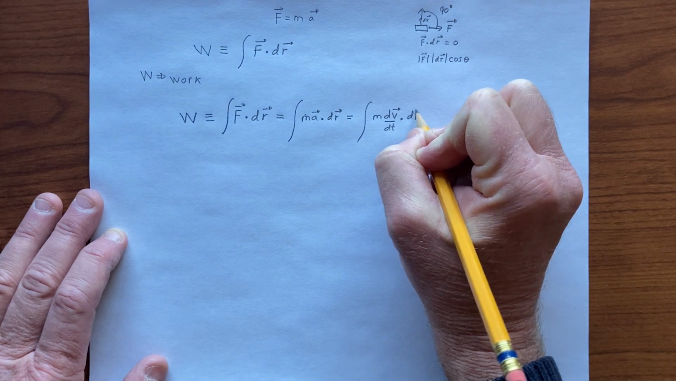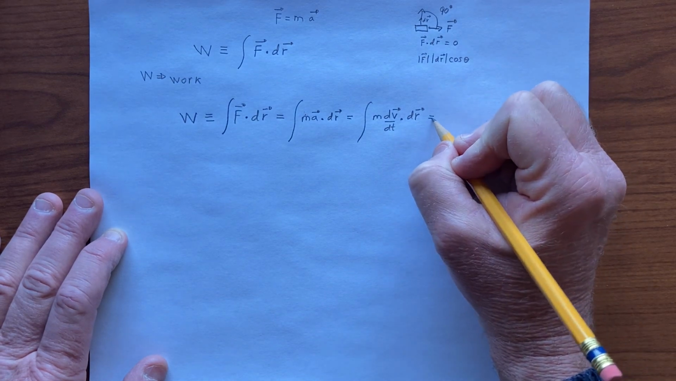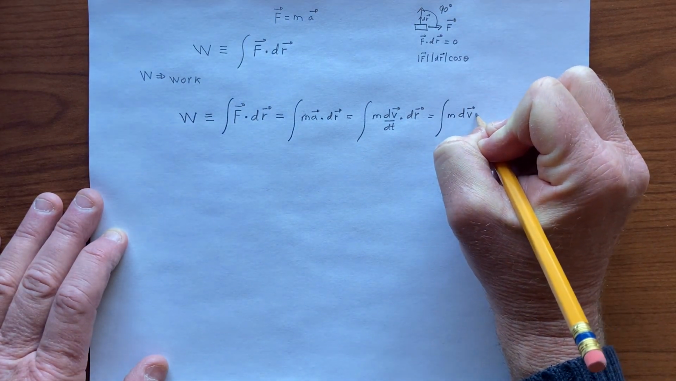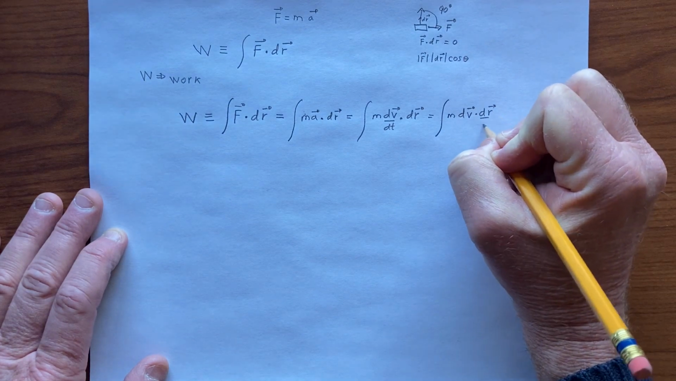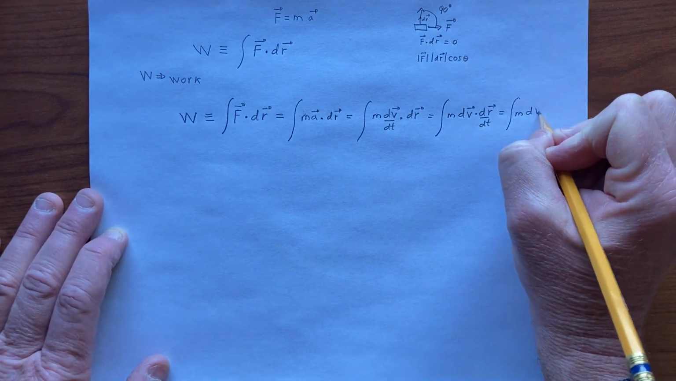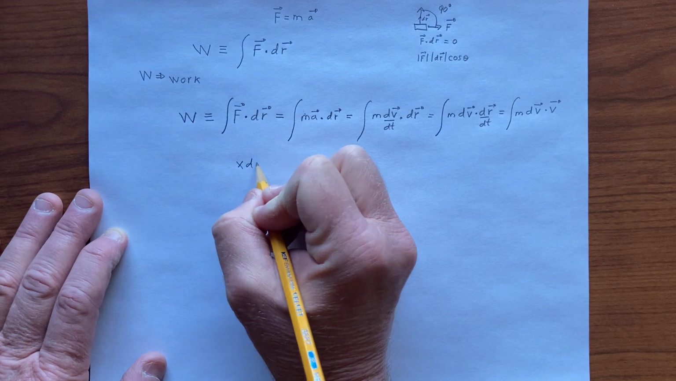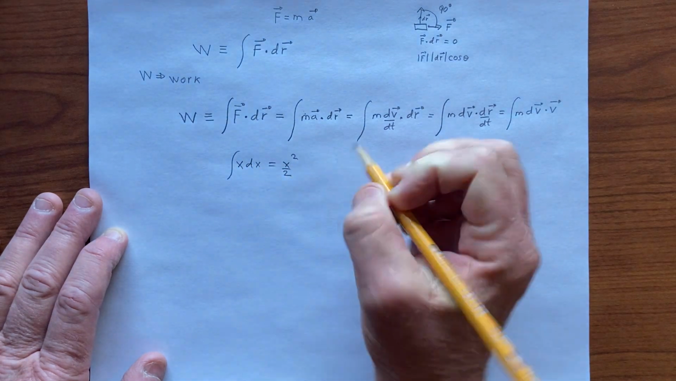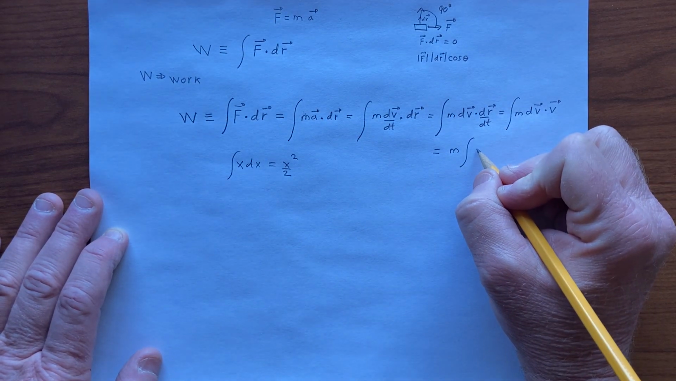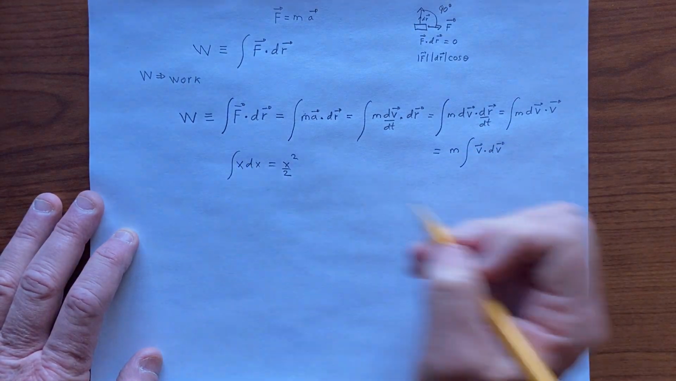dt dotted into dr. But I can think of this as a little quantity in the denominator and just move it from one object to the other. So I can write this as m dv dot dr over dt, and I can recognize that as velocity. So I get m dv dot v, and of course that's the same thing as an integral x dx, which is x squared over 2. And so this becomes, I can pull out the m and write this as v dv, and that's just a number.